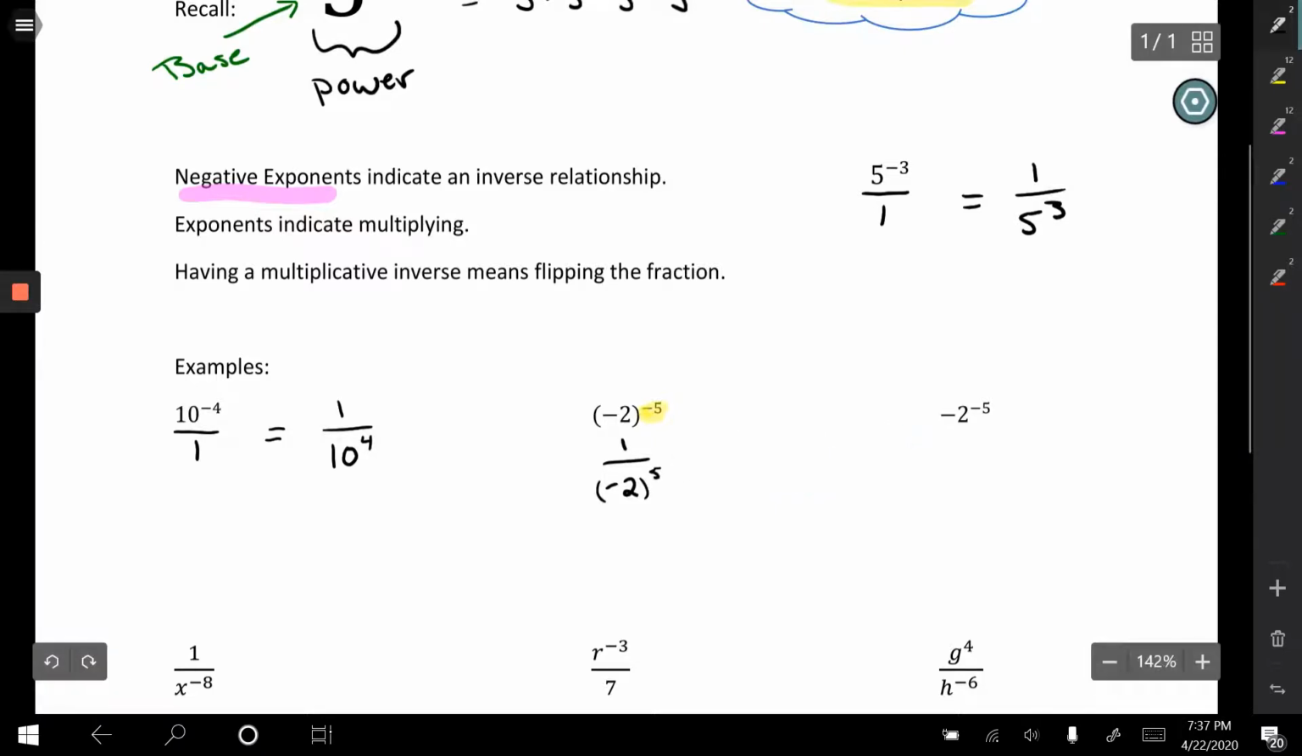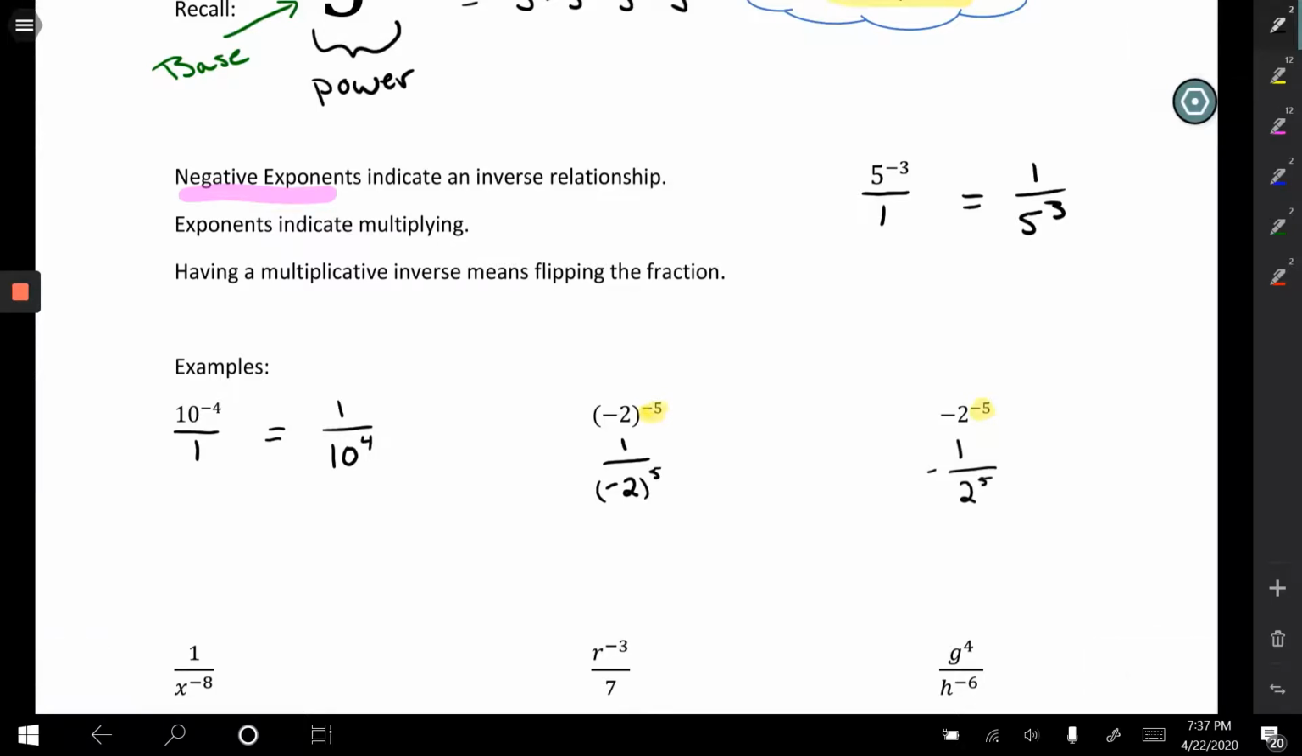Okay, now for this next one, see how it looks almost the same, but now I don't have parentheses. That means that this negative 5 is only touching the 2 and not the negative. That means that that negative is just sort of going to stay in place where it was. So I'm just going to set it out there because it is not being multiplied 5 times, just the 2 is. But that 2 does still need to drop to the bottom of the fraction. And I do need to keep that exponent with it, although now it is a positive 5.